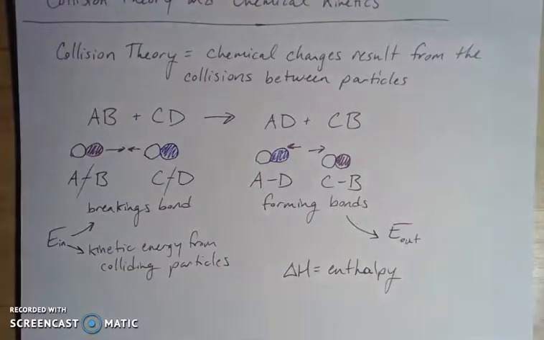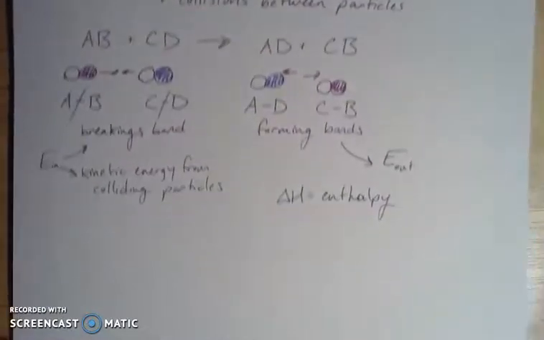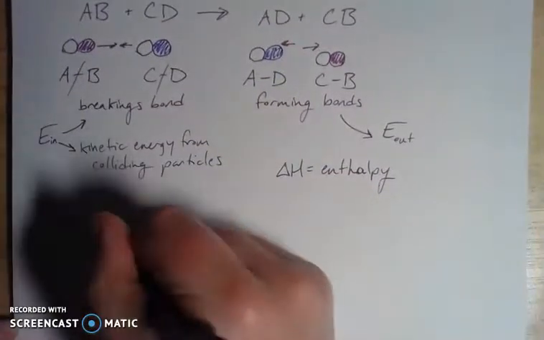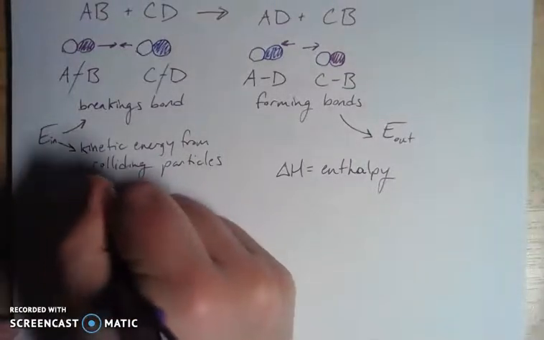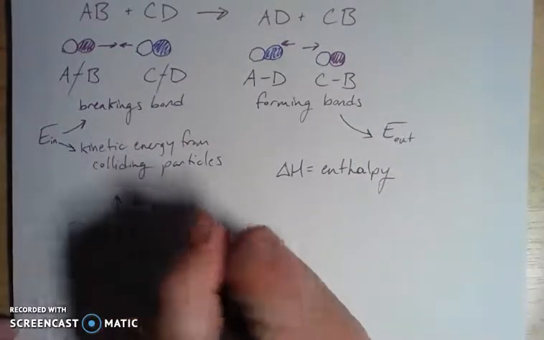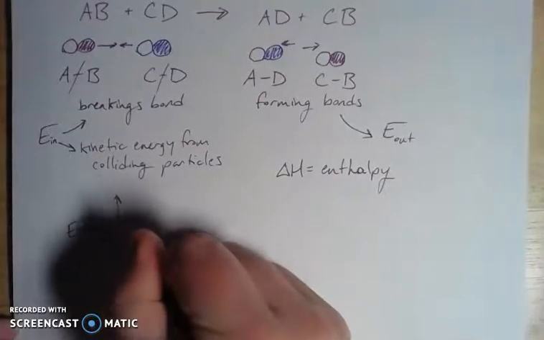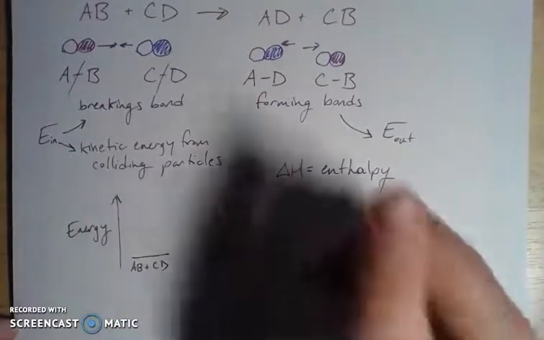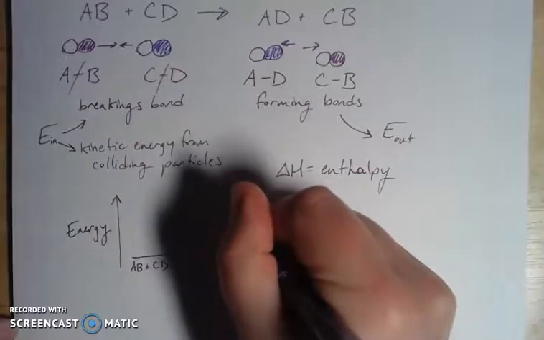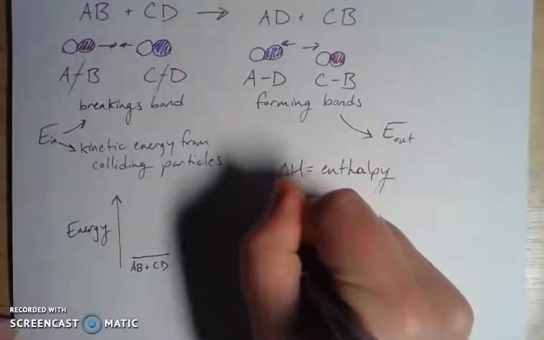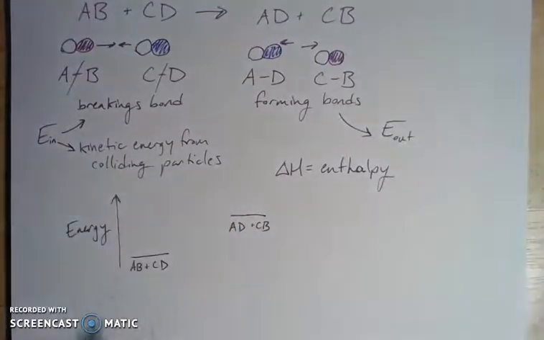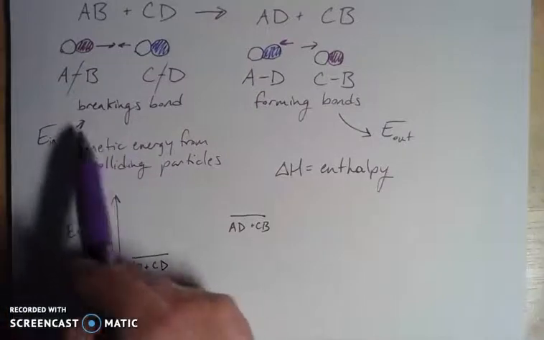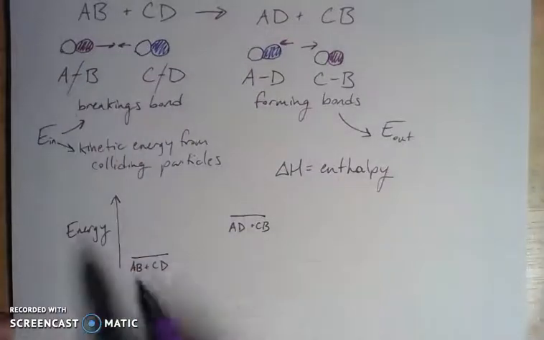So if we were picturing this on kind of an energy schematic, if we're thinking about this graphically, because we do, because we're scientists. So here's our energy on the Y. If we have reactants here, so here's my AB and my CD, and I have products over here, so here's my AD and my CB.